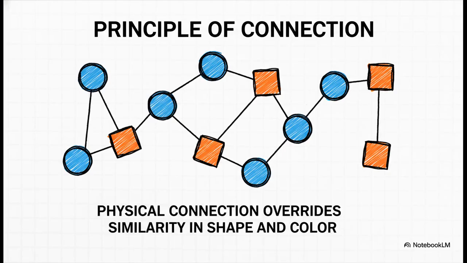And finally, we have connection. When we see objects that are physically connected, say with a line, we perceive them as a group. This is one of the strongest visual cues we've got. It's so powerful it often overrides other principles, like things being the same color or shape.